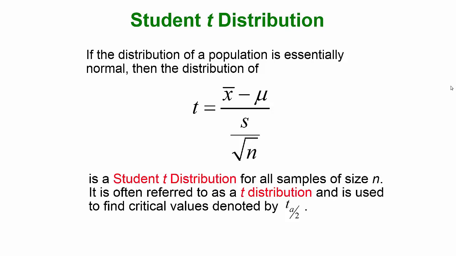This is called a student t-distribution. If the distribution of a population is essentially normal, then the distribution of t equals x bar minus mu divided by s over the square root of n is a student t-distribution for all samples of size n. It is often referred to as a t-distribution and is used to find critical values denoted by t sub alpha over 2.